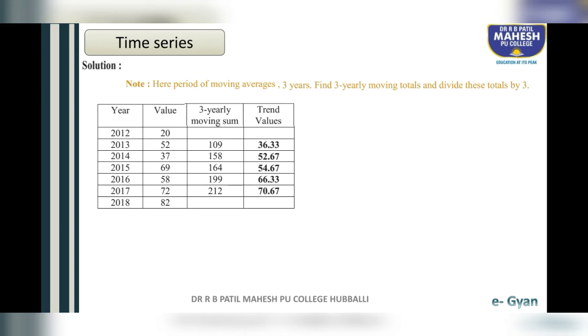averages. Students, if they ask for a comment, you have to write that this is an upward trend. This means the values are in increasing order. See 36, 52, 54, 66, like this, the values are in increasing order. It is called which trend? It is upward trend. Suppose if the values are in decreasing form, it is called downward trend. But here the values are in increasing order. If they ask for a comment, what is the comment here? This is upward trend because values are increasing.